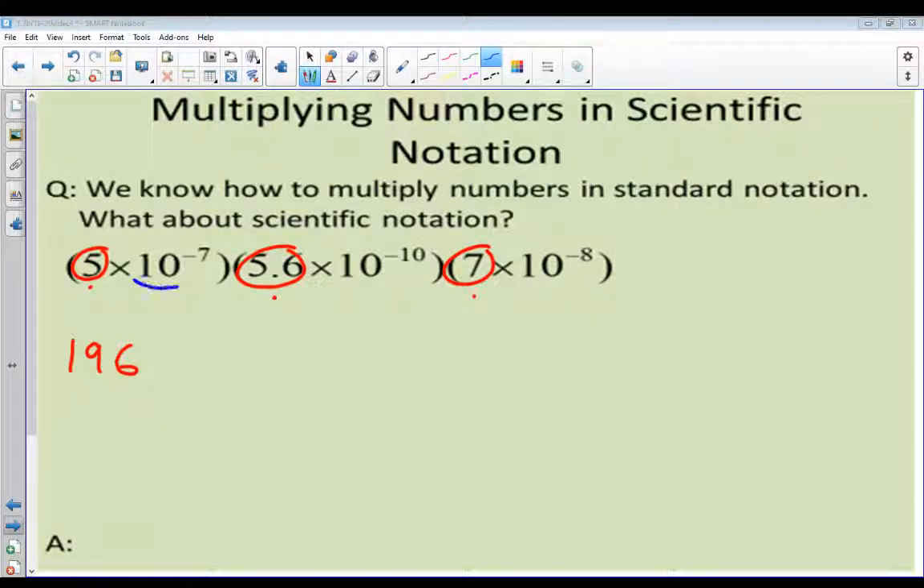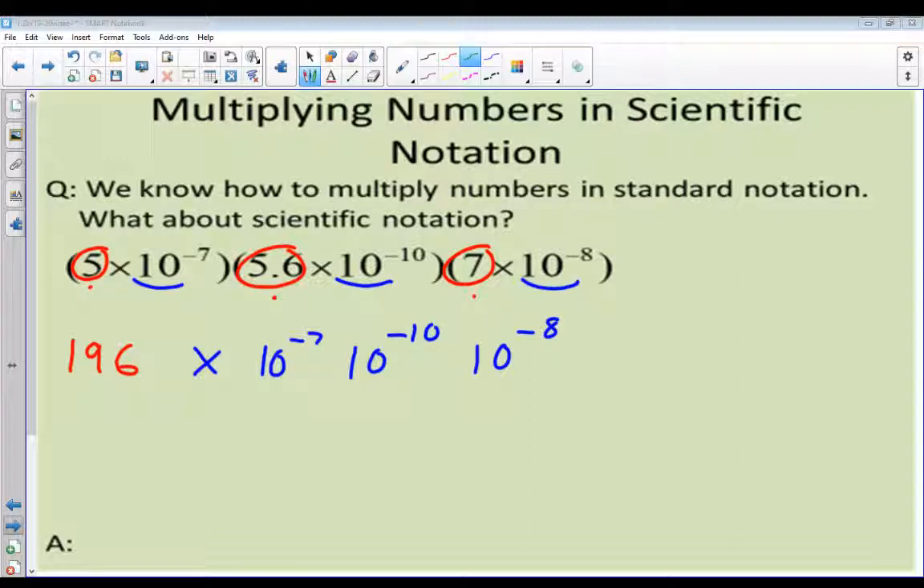And now you're going to do the same thing with the base 10s. Or in other words, you're going to multiply 10 to the negative 7, 10 to the negative 10, and then the 10 to the negative 8. And you just multiply those together. And it turns out, if you remember from one of our original lessons, anytime you're multiplying powers of the same base, you can actually just add those powers together.